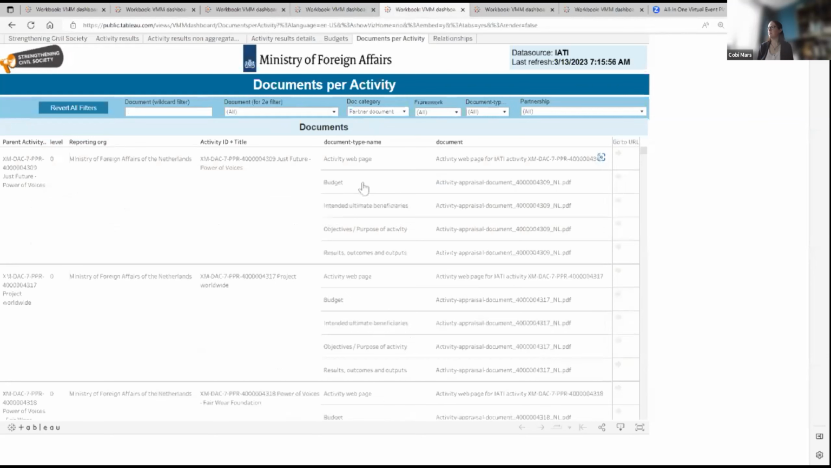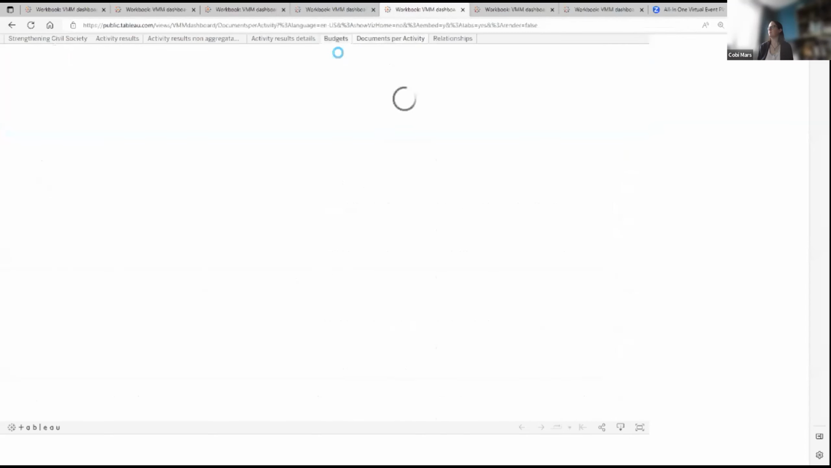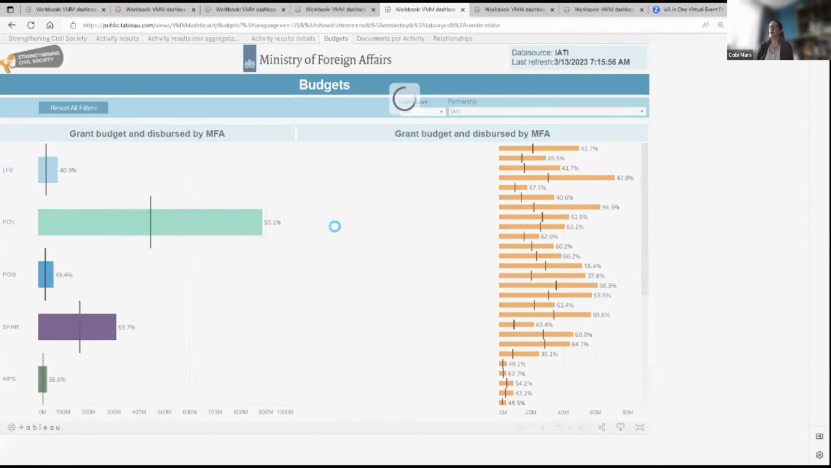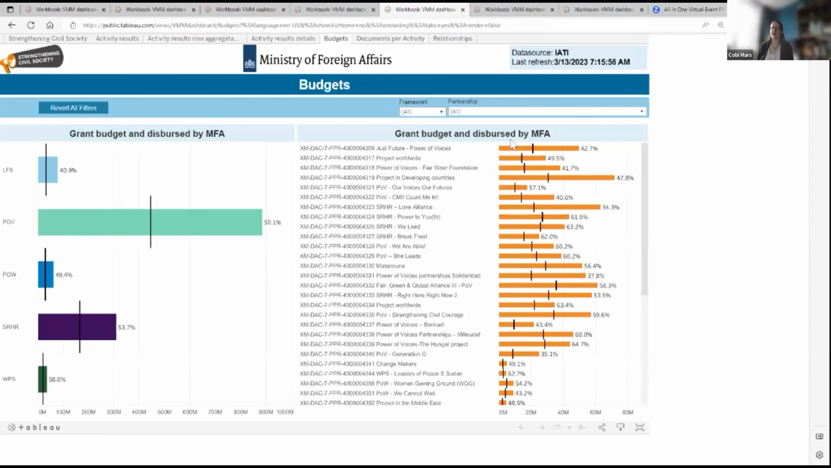Then this should have been budget one. My apologies. Then we have also a tab on the budget. Here you see the budget per grant instrument and the amount that the ministry has already transferred. You can see this per grant instrument or per partnership. You can see some level of detail.